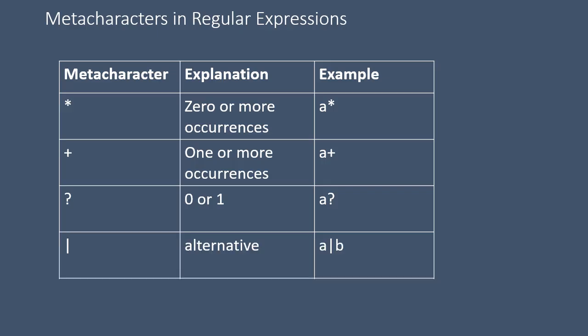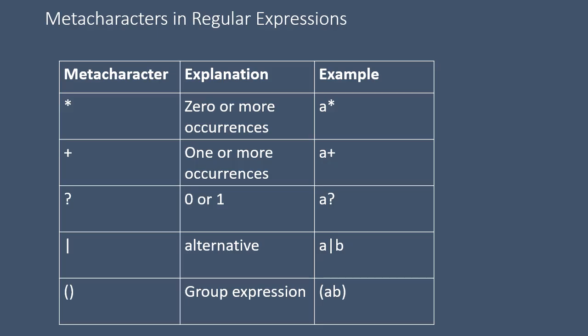The pipe here, the vertical line, means an alternative. So in this example, you could either have the character A or the character B. And then finally, when we have parentheses like this, this means a group expression.